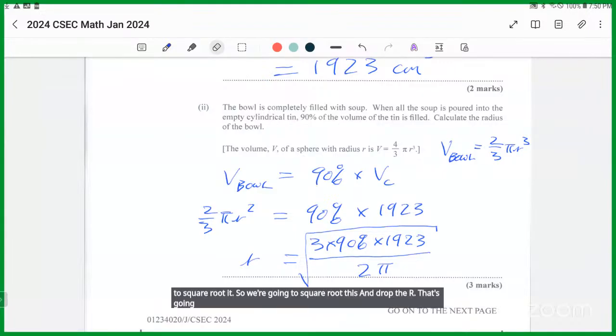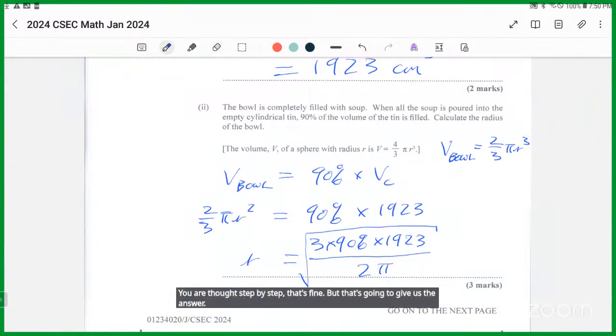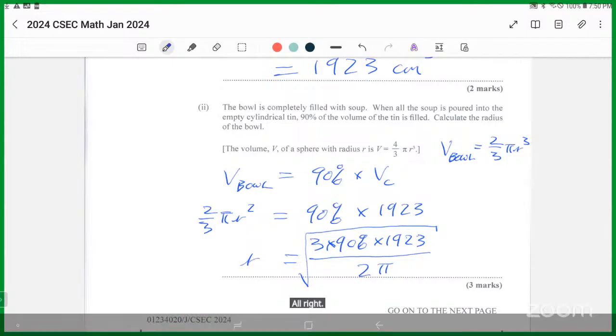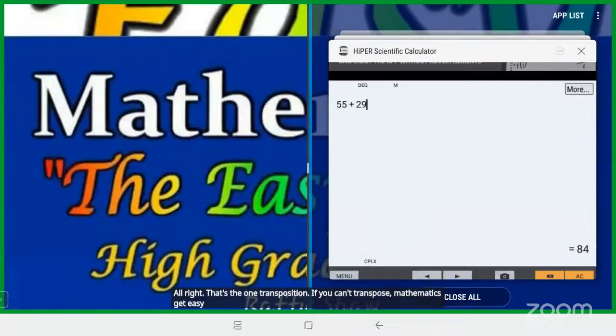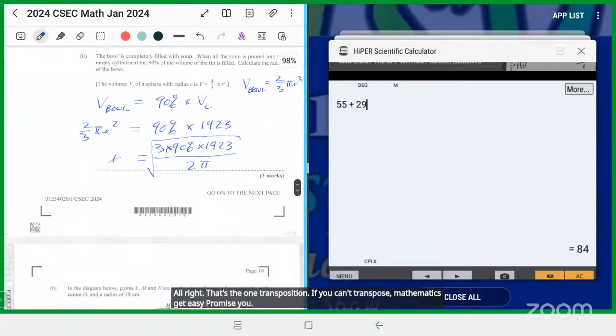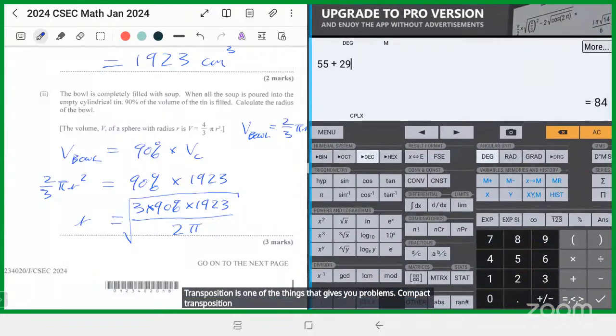But understand that? If you want to work towards it step by step, that's fine. But that's going to give us the answer. All right? That's the one transposition. If you can transpose, mathematics gets easy. Promise you. Transposition is one of the things that gives you problems. Conquer transposition, mathematics gets easy.